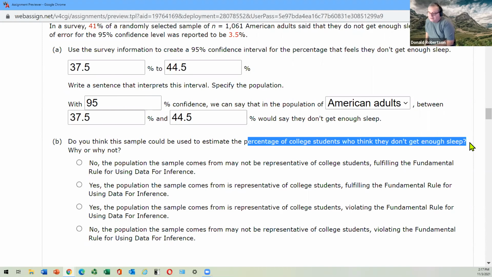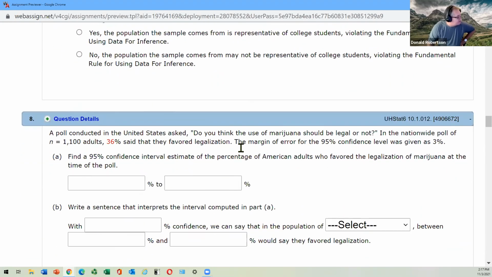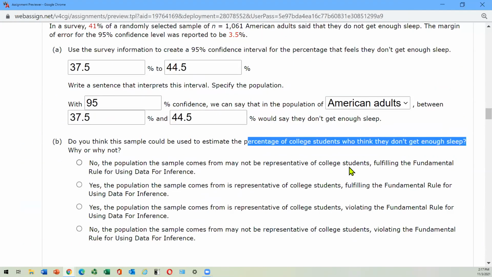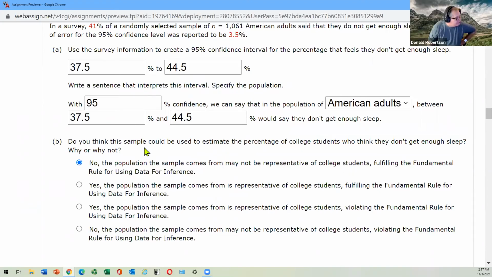Would you agree? They may or may not get enough sleep for all sorts of other reasons, right? So, yeah, that is my version of that. So would it violate or fulfill the fundamental rule? Well, the fundamental rule is based on your sample, which says that your sample should be a fair representation of your population. I think this one here is breaking a different rule.